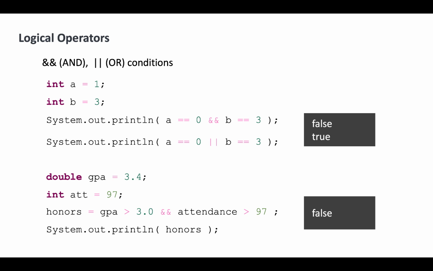Be careful when you see edge cases like this. 97 is not greater than 97. And many times, this will throw your students off. So be careful when you see edge cases like this.